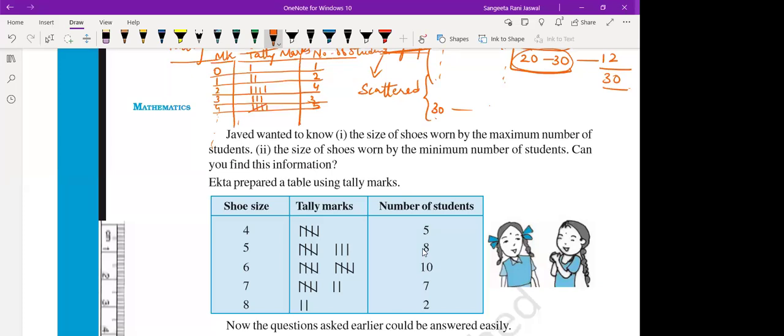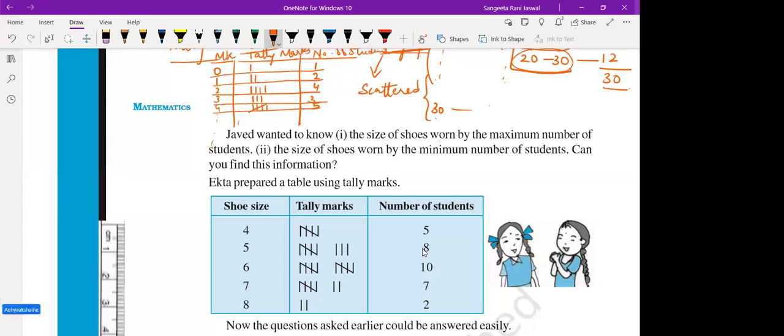And how many children can wear size 4? That means 5 students can wear size 4. 8 students can wear size 5. 10 can wear size 6. 7 can wear size 7. 2 children can wear size 8. So how are we representing this information in the tally form? Now this is 5. How are we doing? 1, 2, 3, 4, and the fifth one is the slant line.